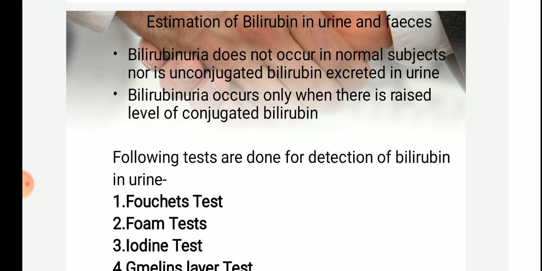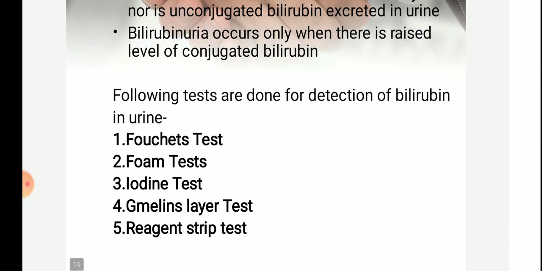Estimation of bilirubin in urine and feces. Bilirubinuria does not occur in normal subjects, nor is unconjugated bilirubin excreted in urine. Bilirubinuria occurs only when there is a raised level of conjugated bilirubin. The following tests are done for detection of bilirubin in urine. What are the important ones? Fouchet's test, foam test, iodine test, Gmelin's layer test, reagent strip test.